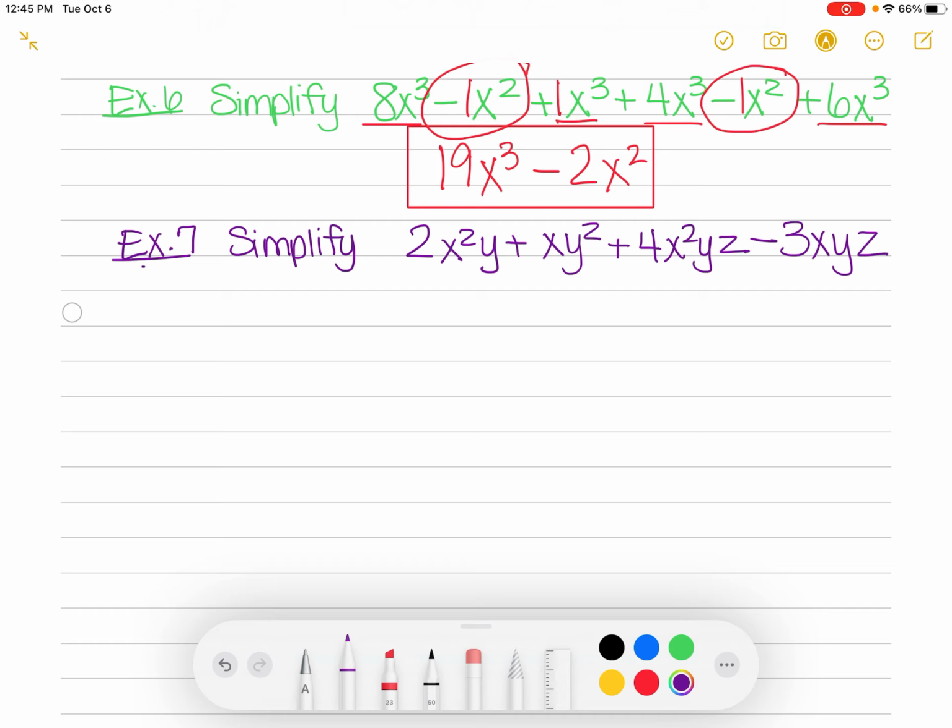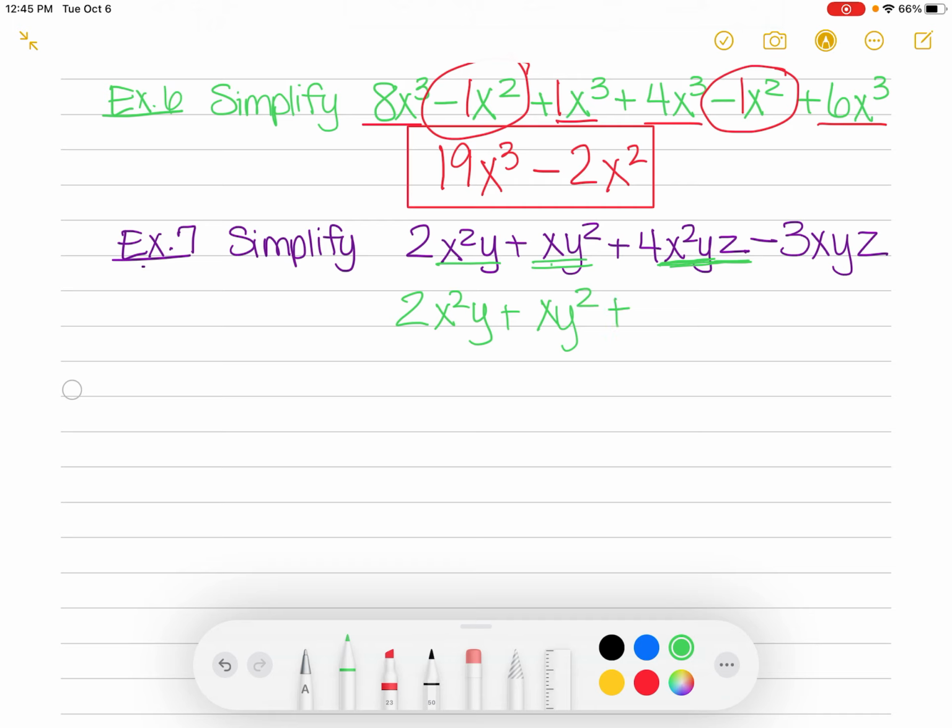The like terms. So if I looked for an x squared and a y, none of these other ones match. Here's an x squared and a y, but it also has a z on it. So those do not match. None of these match with that first one. So that means the first one's just going to stay there, right? Okay, what about the second one? Do I have anything that matches an xy squared? No, I don't. So that one's going to stay the same.